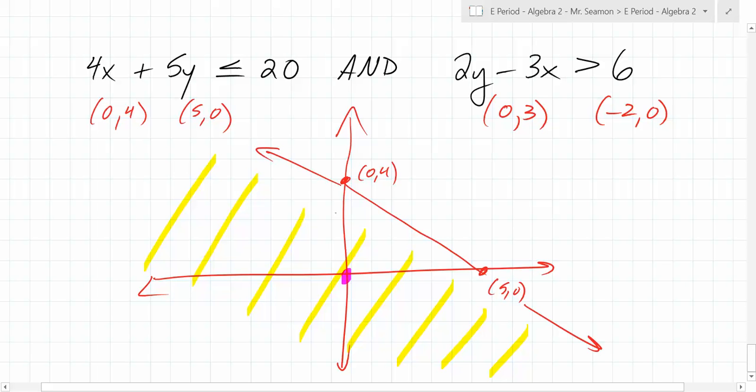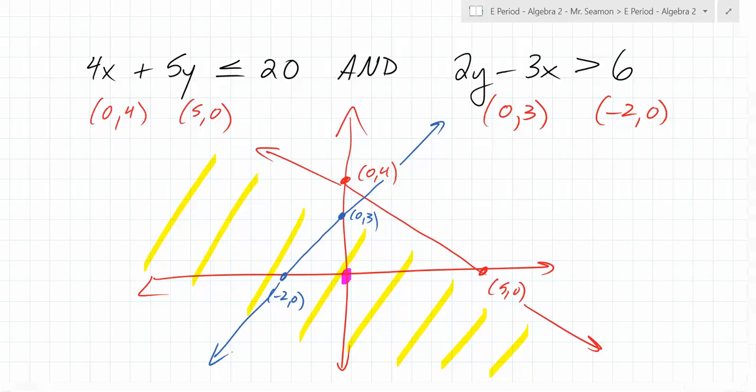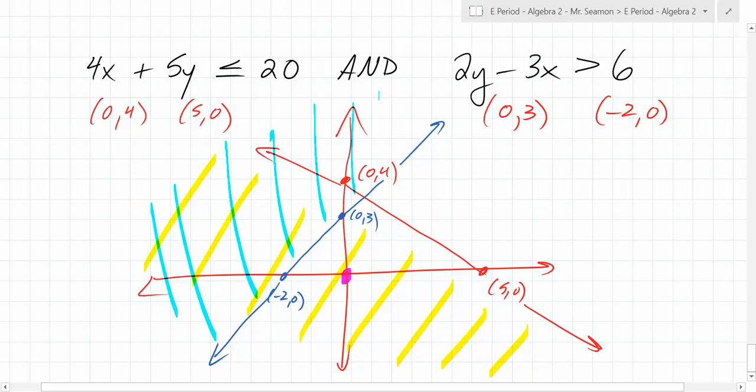Okay, so then 0, 3 is right here, and -2, 0, let's say, is right there. What do we do with those two points? Connect them. What point do we test? 0. Is 0 minus 0 greater than 6? No. So do we shade above or below the blue line? Above. So if we do this, we shade above this line.